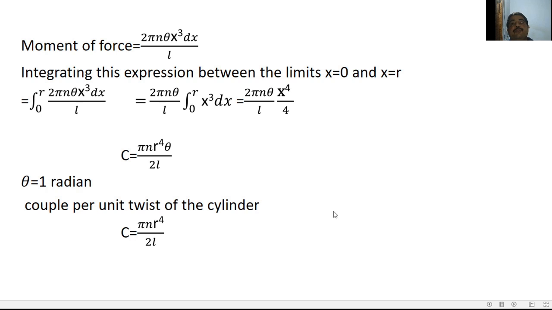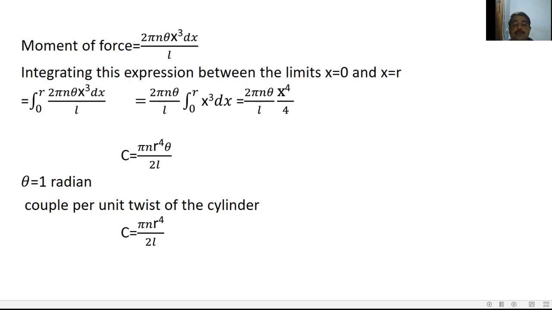From the definition of moment of force, the moment of force is nothing but force into perpendicular distance from the axis of rotation. If the force is 2 pi eta theta x square dx by L and the perpendicular distance from the axis of rotation is x, then this expression becomes 2 pi eta theta x cube dx by L.